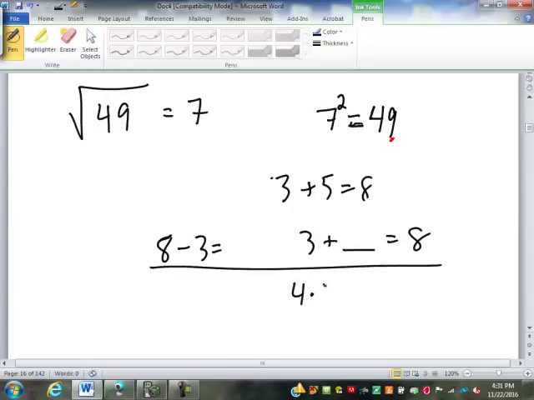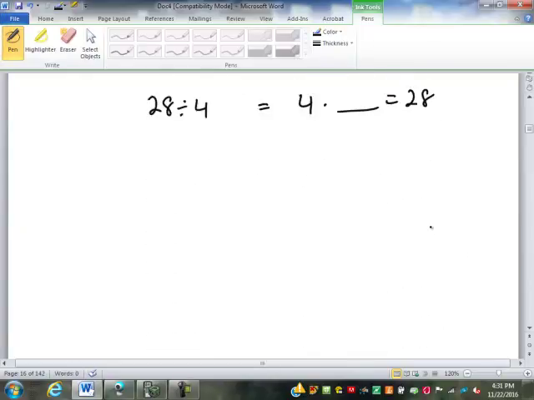4 times 7 equals 28. Well, 28 divided by 4 is asking 4 times what number equals 28. So that's the 7. So division is defined in terms of that missing number, missing amount in our multiplication. The same with a root. The square root of x is defined to be what number squared equals x.